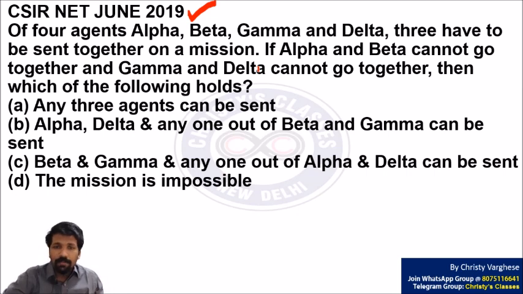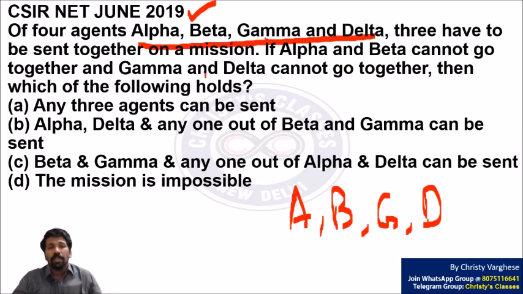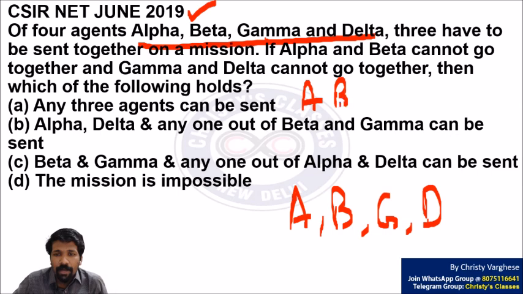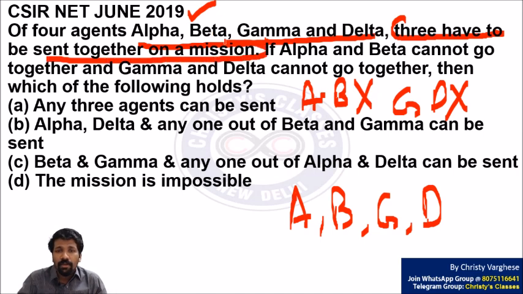Very simple question if you understood the meaning of the question. There are 4 people, alpha, beta, gamma, delta. I'm just calling them by A, B, G, D, first letters. If alpha and beta cannot go together and gamma and delta cannot go together, that means alpha beta partnership is impossible, gamma delta partnership also impossible. If these two partnerships are impossible, mission is impossible because 3 people should be sent for the mission. You cannot make a combination of 3 people at all.